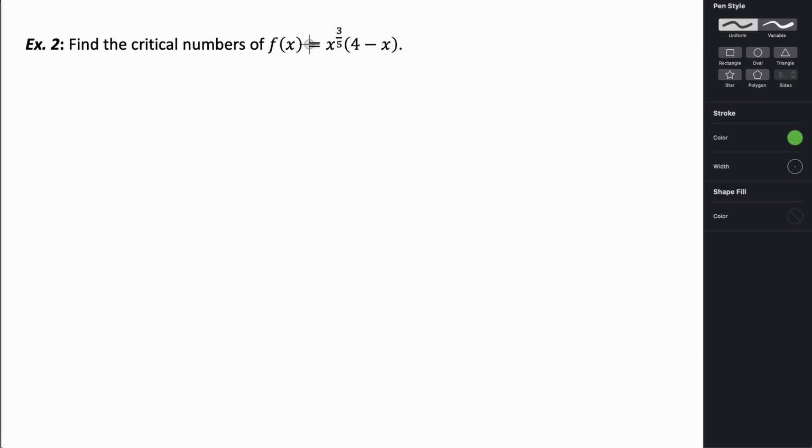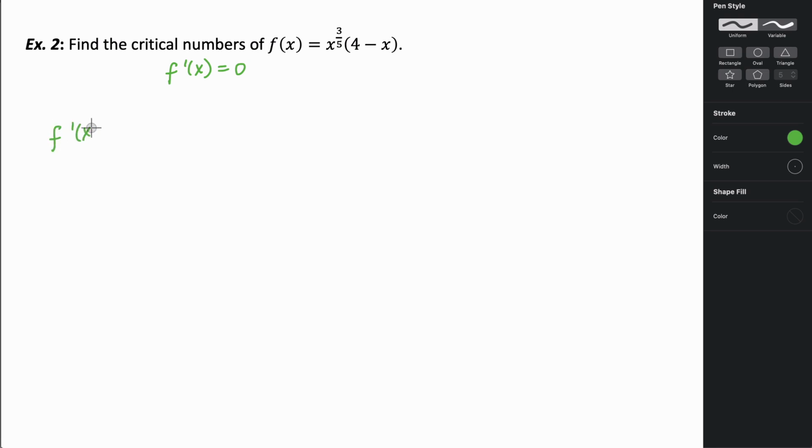We want to find the critical numbers of f if f of x is equal to x to the 3/5 times 4 minus x. Remember, to find critical numbers, we want to figure out where f prime of x is equal to 0. Before we can do that, we need to take the derivative. We have two functions here being multiplied, so I need to use the product rule.